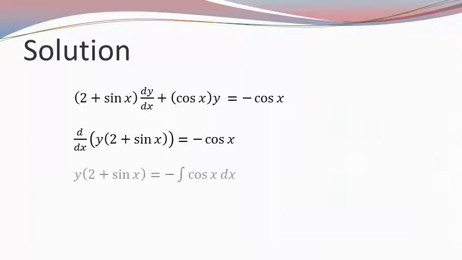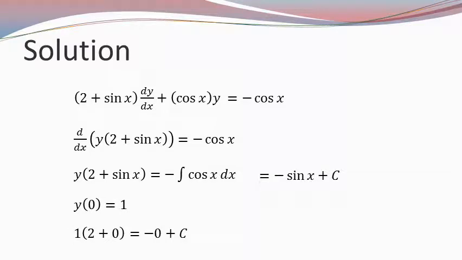So we can integrate both sides and get this. The integral of cosine x is sine x, so we get this expression. Now using the initial conditions, we know that when x is 0, then y is equal to 1. So we can put these values and find that this is what we have. From this equation we can say that c is equal to 2. So we have found the constant.